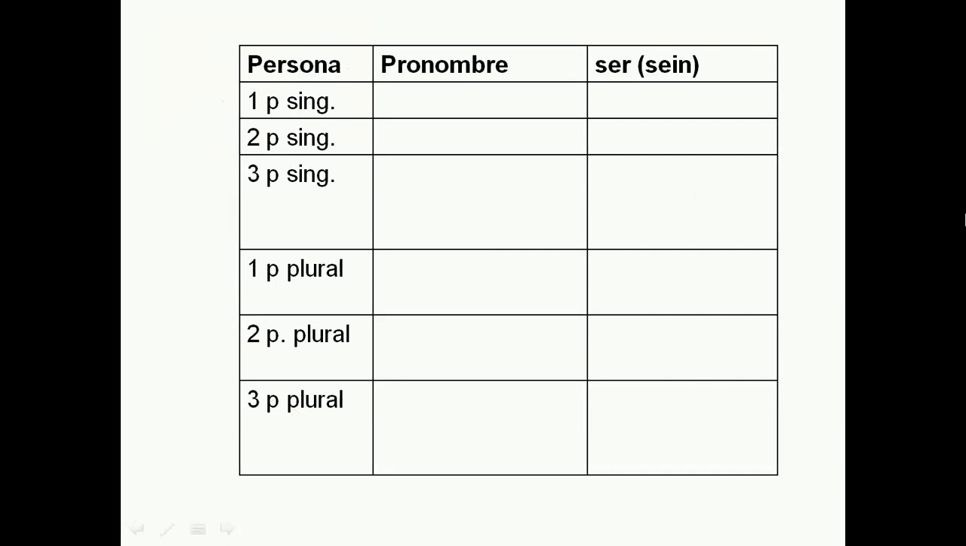Let's conjugate together the verb ser, to be, in the present. There is also another verb in Spanish that means to be, estar. But we will explain this later. In this table, we have space for the personal pronoun and the corresponding verbal form. The first person singular is yo, soy.